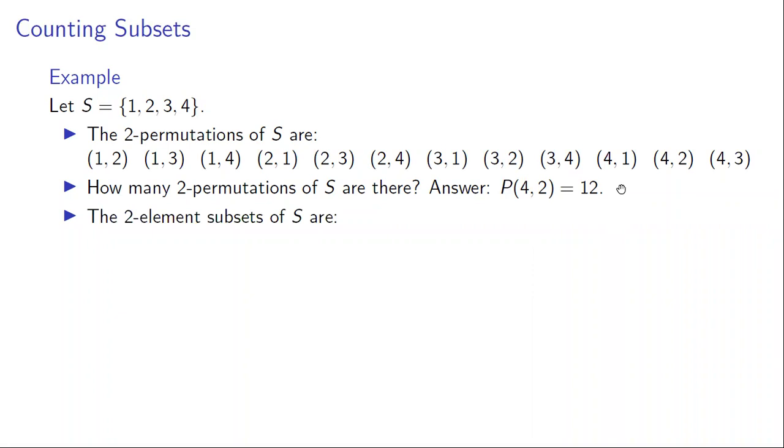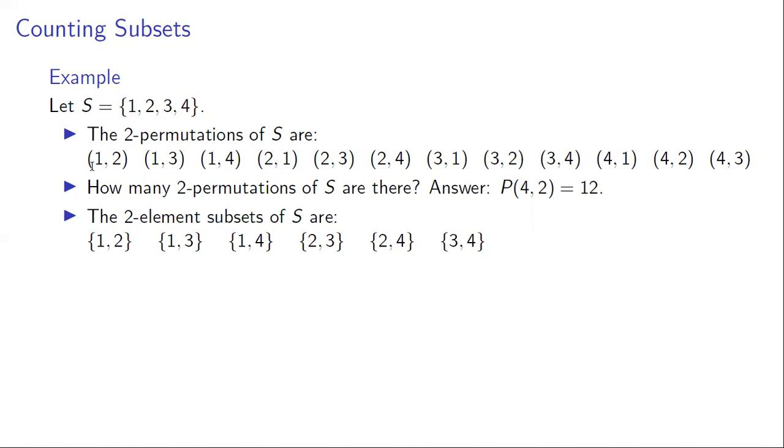In other words, subsets of S that have cardinality 2, or you can say the other way, sets of cardinality 2 that are subsets of S. So here they are. Notice there are fewer in this example. And if you think about it, it makes sense.